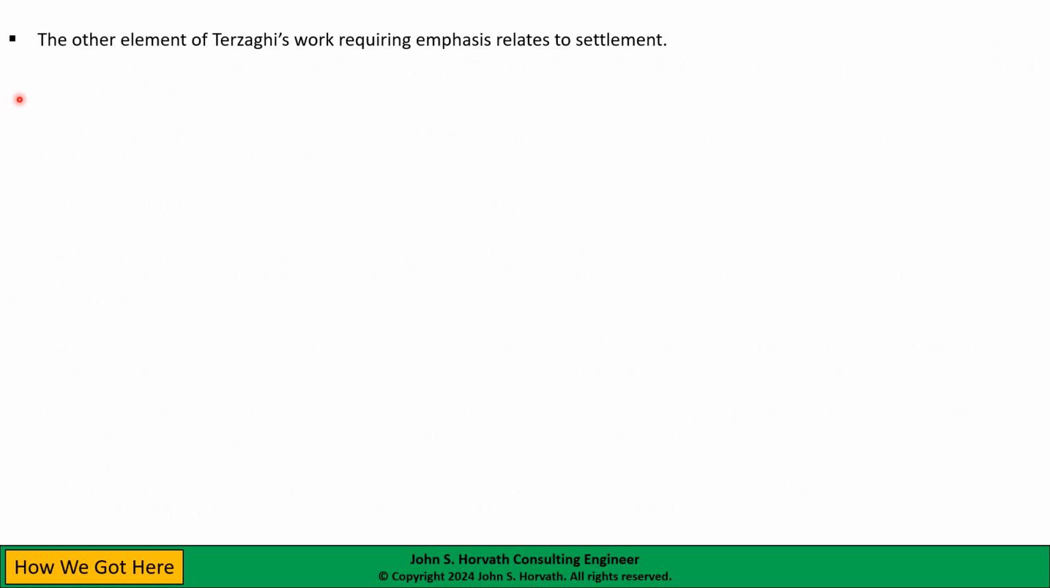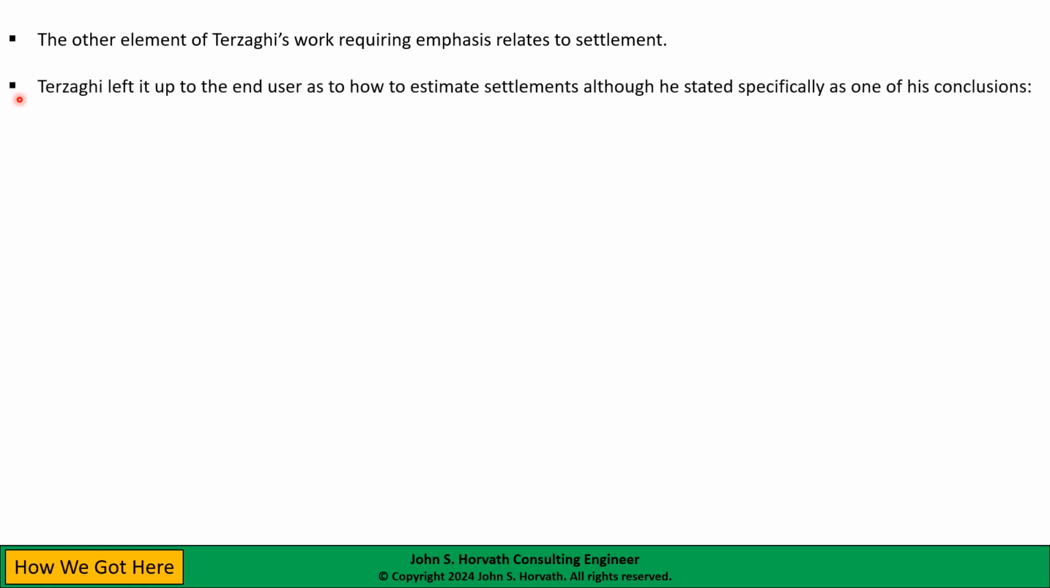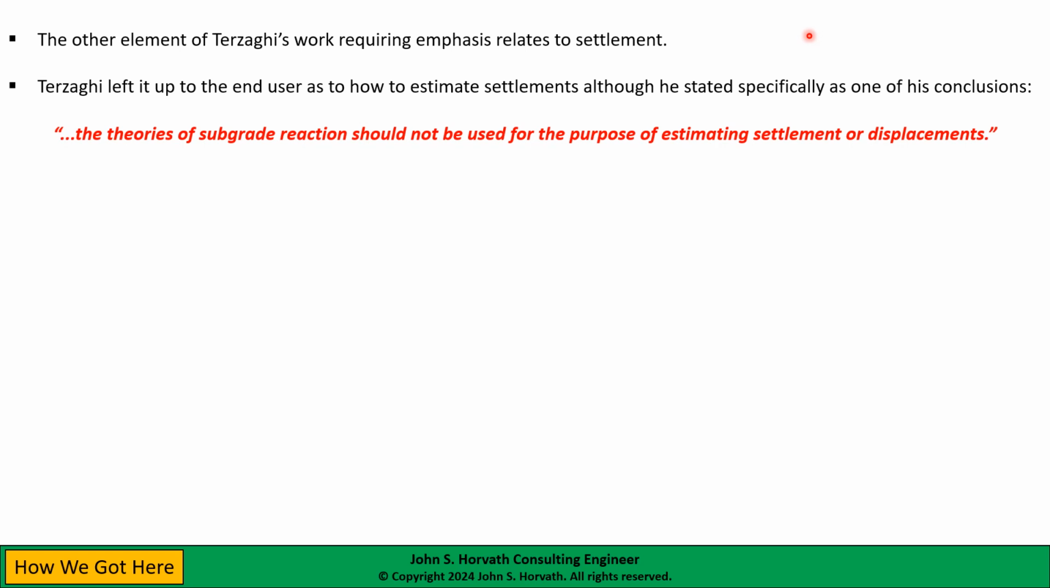Now, the other, and I think more important element of Terzaghi's work requiring emphasis relates to settlement. Very significant to note that Terzaghi left it up to the end user as to how to estimate settlements, although he stated specifically as one of his conclusions, and I quote, this quote comes directly from his paper, the theories of subgrade reaction, and meaning in this case the Fuss-Winkler hypothesis of independent axial springs, should not, I emphasize, be used for the purpose of estimating settlements or displacements. I don't know how much clearer he could have made it.